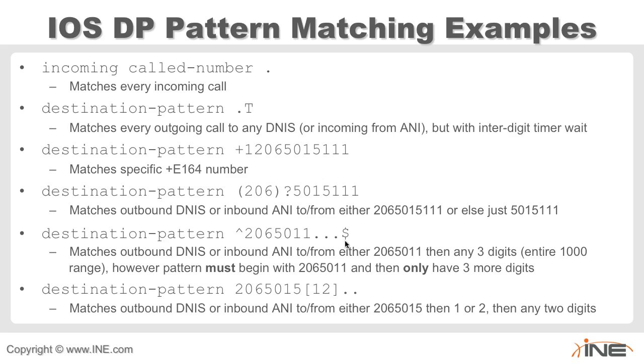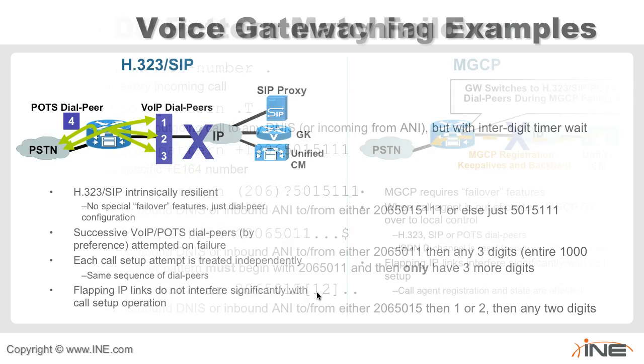And then the final example here. Here we have 206, 501, 5, 1 or 2, dot dot. So it matches outbound called or inbound calling from either 206, 501, 5, 1 or 2, and then any 2 digits. So 100 through 199 or 200 through 299, but that's a single digit. Okay? Hopefully that makes sense. That might take going and watching again. I can certainly understand that.